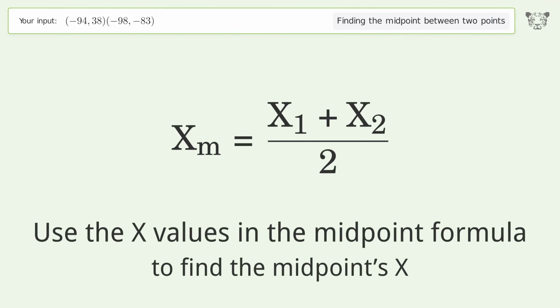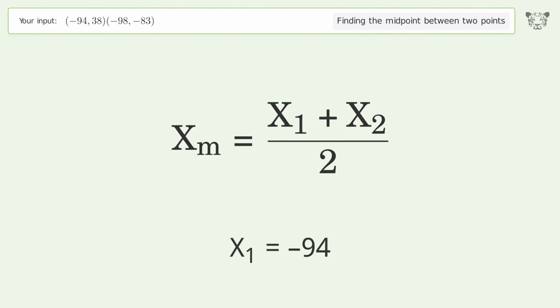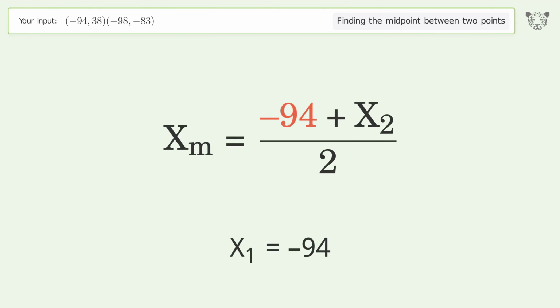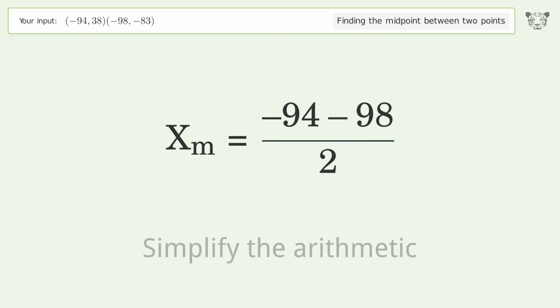Use the x values in the midpoint formula to find the midpoints x. x1 equals -94. x2 equals -98. Simplify the arithmetic.